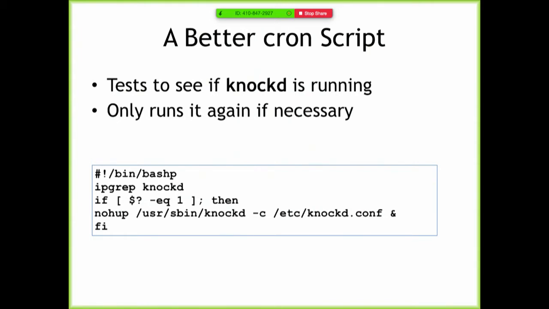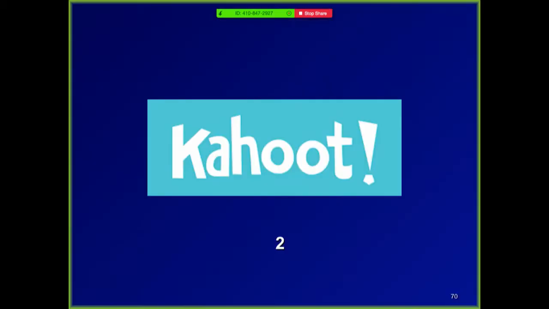And the nohup means it will take the output of this command and put it in a file that's going to be thrown away, and the ampersand means it will run in the background and not stop at this point. So that's a way to start a process only if it's not already running, which is a little bit friendlier. All right, the last quiz.